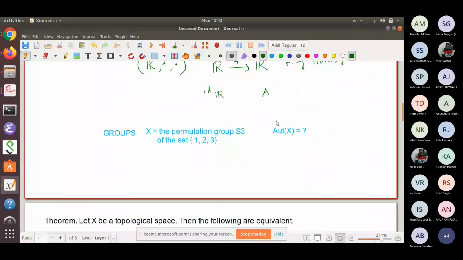Okay, how about this example? Let's work in the category of groups. So my object itself is a group. And my group is S3, the permutations of 1, 2, 3. So what is the automorphism group of S3? Do you know any automorphisms of S3? Any bijection of S3 with itself? Can you give me some straight away? It's S3, right? So what are the automorphisms of S3?